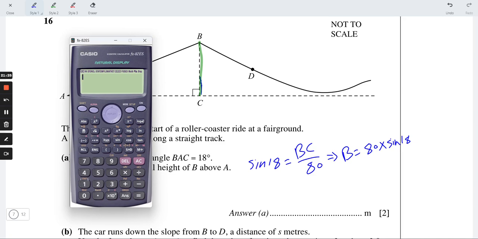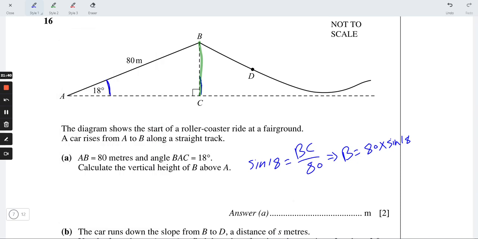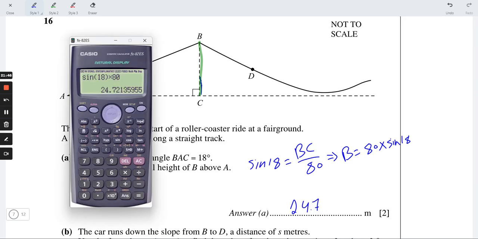So sine 18 times 80 equals 24.7. This is BC. Why did I cut it off? Because we are always rounding to three significant figures. So the answer is 24.7 meters.